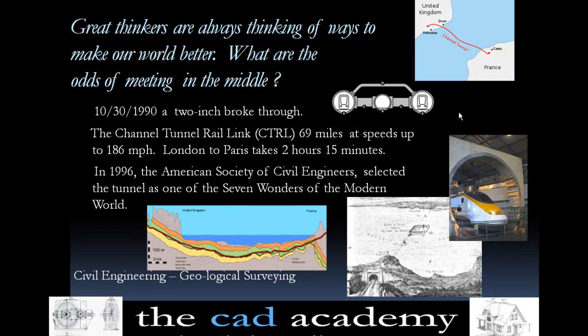It takes 2 hours and 15 minutes now to go across there, and before that there was no direct way to get there. And it's a big time saver. And the trains, called the Channel Tunnel Rail Link, go at 186 miles per hour. And it was actually named one of the 7 wonders of the modern world.